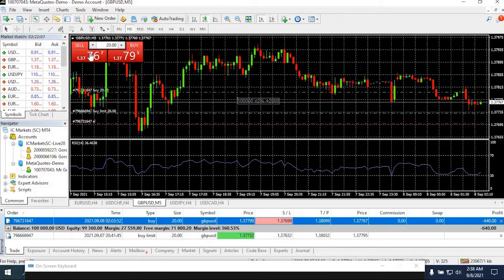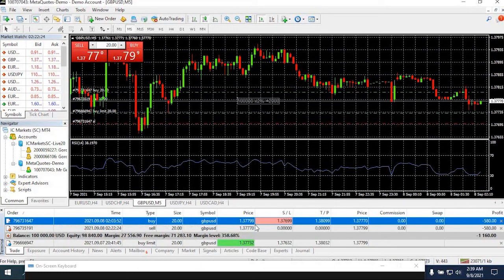Right, so this have a one click, an easy click function. Right, you go to new order, or you can just do the one click. So I'm going to use the quick click function. Right, so I click sell. Right, so here is the sell order. Right, this order right here is the sell order.